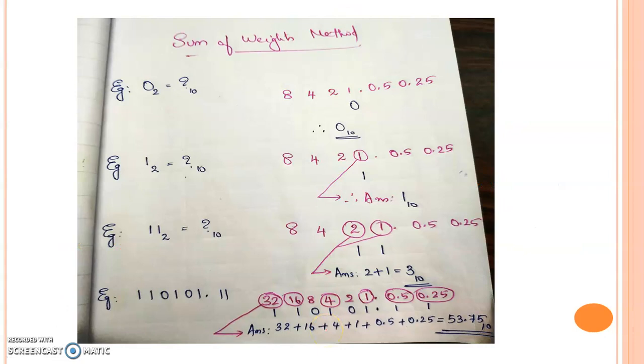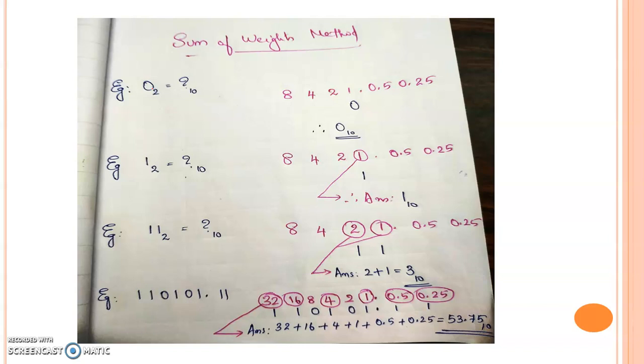Yes, sum of weights method. So in the sum of weights method, we will be representing the weights. And in order to find out the decimal value, just represent that number under the corresponding portions in that number system. That is, in order to calculate the decimal value of binary number 0, the 0 occupies only one bit.